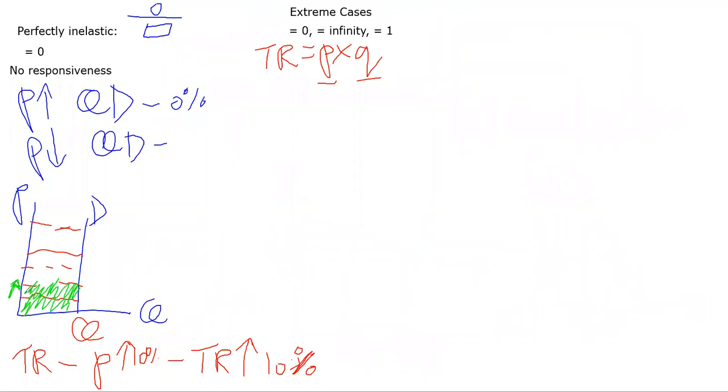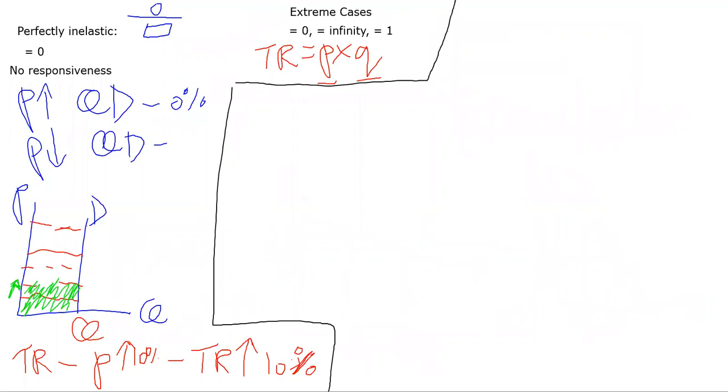Anyhow, so moving swiftly forward to the case of perfectly elastic. And if you think about it, if greater than 1 was elastic, less than 1 was inelastic, 0 was perfectly inelastic, infinity, which is greater than 1 but really greater than 1, should be perfectly elastic. So this is perfectly elastic, which is where elasticity equals infinity, सही. And this is the idea of infinite responsiveness.